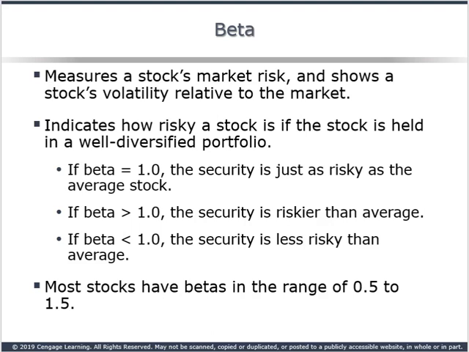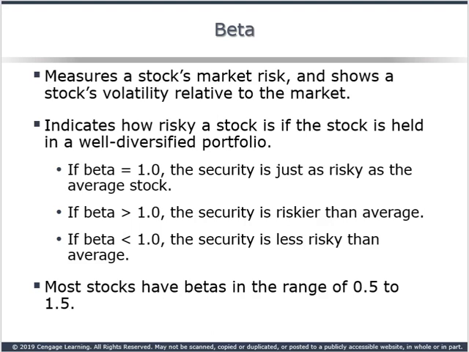When we are looking at beta, one thing we want to be aware of is that if a stock has a beta of 1, it means that it is just as risky as the average market. If the beta is higher than 1, there's more risk. If it's less than 1, it's less risky. As we see here, most betas range between 0.5 and 1.5. It is possible to see a negative beta.